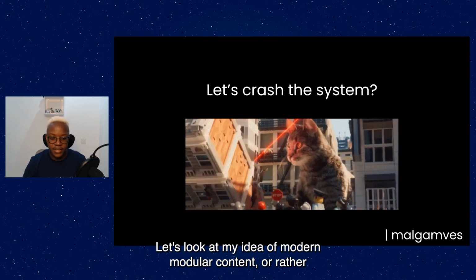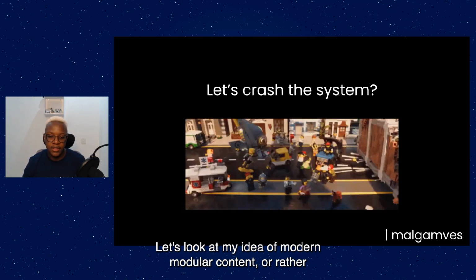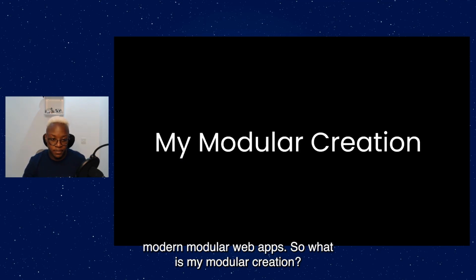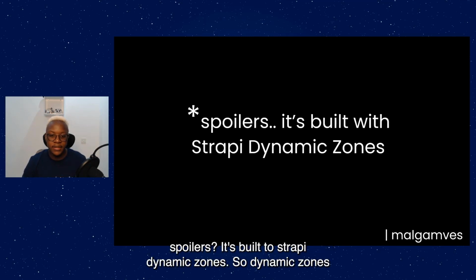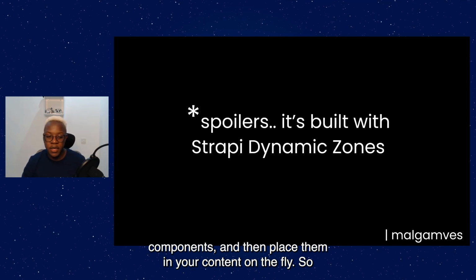Let's look at my idea of modern modular content, or rather modern modular web apps. So what is my modular creation? Spoilers, it's built with Strapi dynamic zones. Dynamic zones are a feature in Strapi that lets you pick out pre-made components and then place them in your content on the fly.